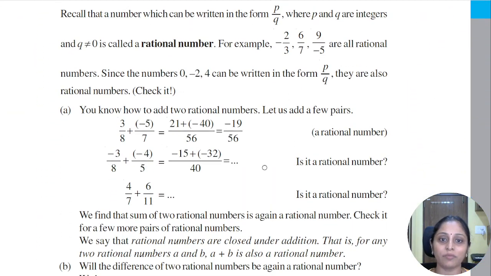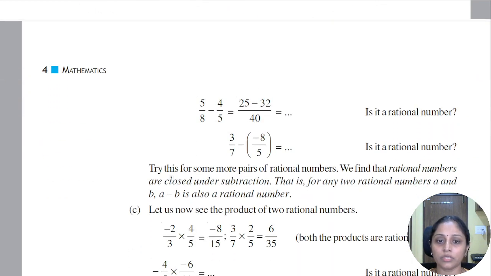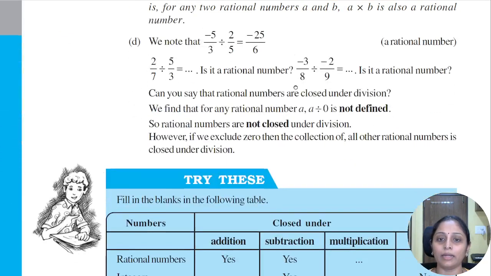When it comes to rational numbers, again they have taken a few examples. You can go through that and they have concluded closed under addition. You can see here it is closed under addition, right? And it is closed under subtraction, the set of rational numbers, and again it is closed under multiplication, right? And here if we take 0 as a second element, we see that rational numbers are not closed under division. However, if we exclude 0, then the collection of all other rational numbers is closed under division, right?